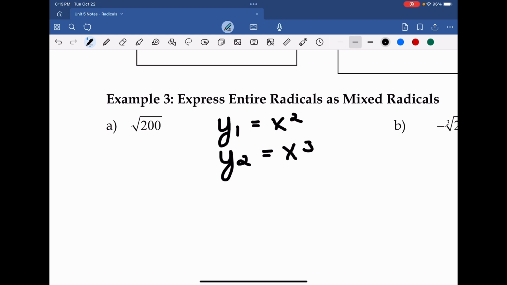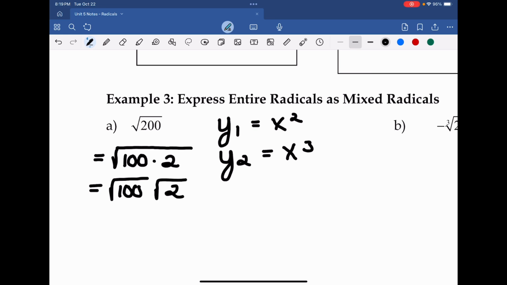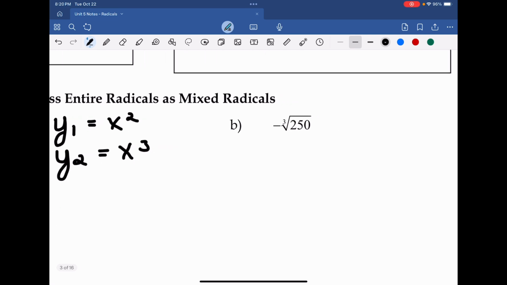What we're going to do is use that table to assist us and say, well, if I take 200 and I divide it by the largest perfect square possible, 100 will divide into 200 in this way. I can then go, well, if they're on one radical multiplied, I can separate them into their own radicals as the square root of 100 and then the square root of 2. The square root of 100 is 10. The square root of 2 is irrational, so I keep it exactly as this. There's my answer. Now, similarly, I can do the same thing with cube roots.